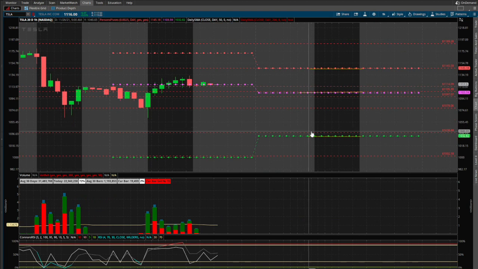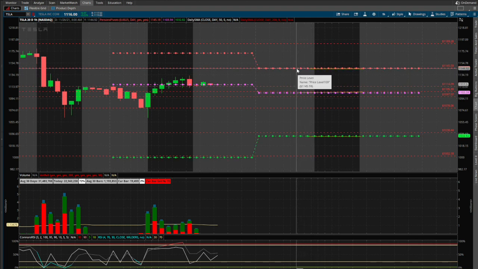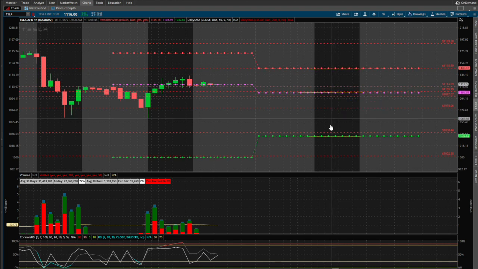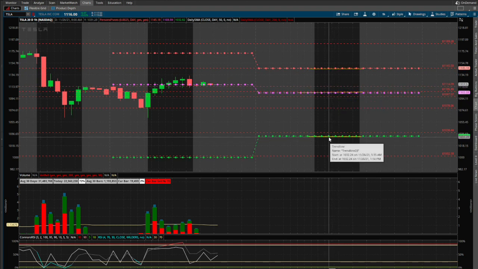Tomorrow, which is on Friday, we have a partial trading day. We should close early tomorrow. The upper pivot point is 11:45. The middle pivot point is 11:02, and the bottom pivot point is at 10:31.